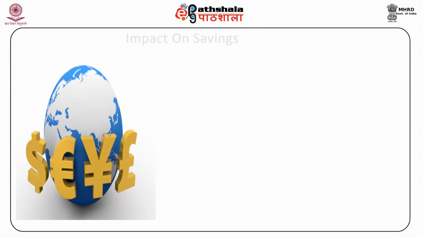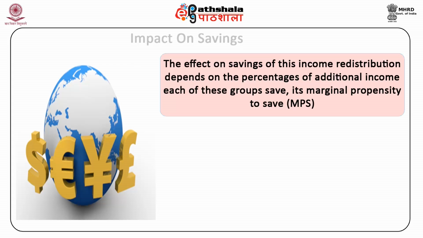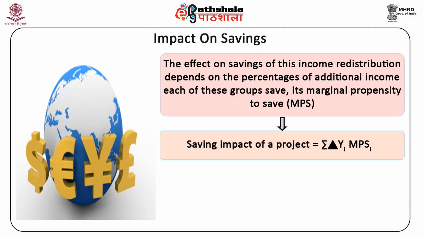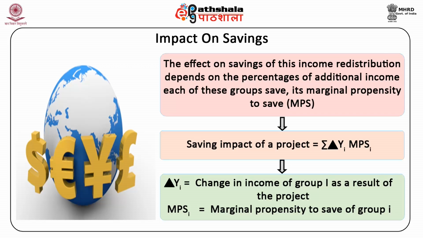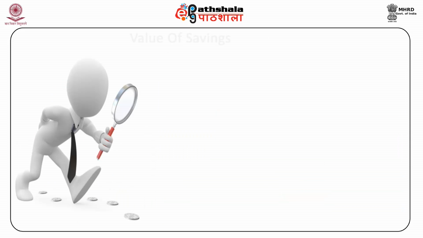Impact on savings. The effect on savings of this income redistribution depends on the percentage of additional income each of these groups saves, its marginal propensity to save, and the rate of return that can be earned on the savings. The saving impact of a project is equal to the summation of change in Yi into MPSi, where change in Yi represents the change in income of group i as a result of the project, and MPSi is the marginal propensity to save of group i.